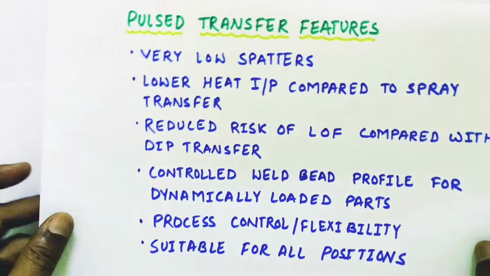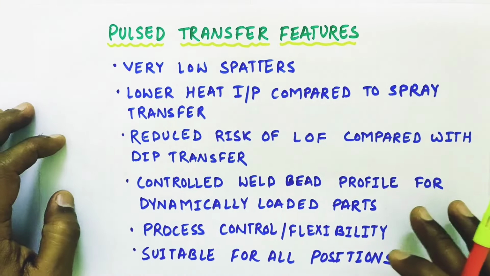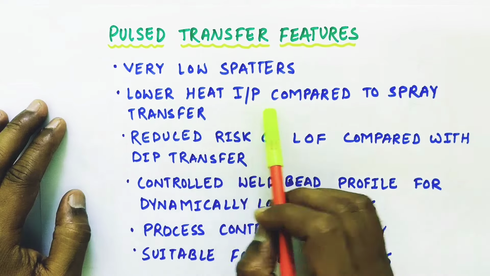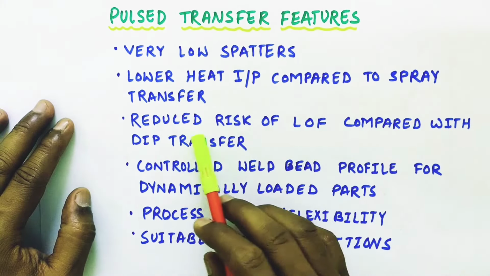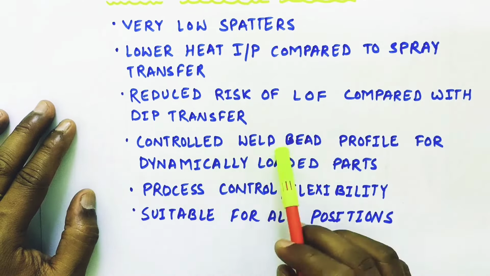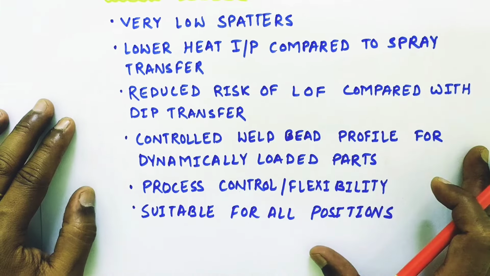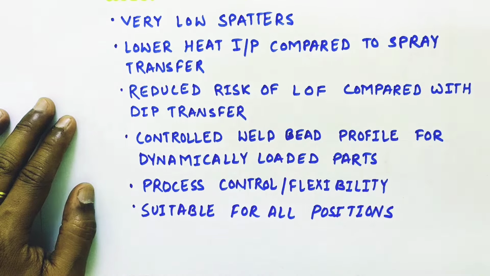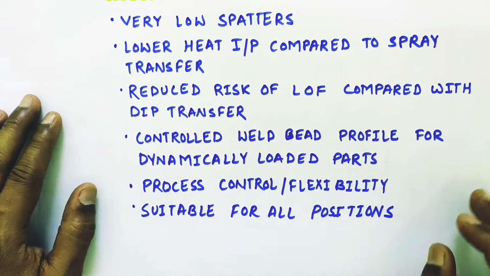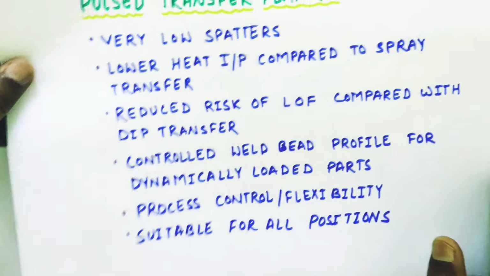So the features of pulse transfer. There are many benefits of the pulse transfer. First one is very low spatter. Then you have low heat input compared to spray transfer. You have reduced risk of lack of fusion compared with dip transfer. You have controlled weld bead profile for dynamically loaded parts. Then you have process control and flexibility. It is suitable for all positions. So these are the benefits of pulse transfer.